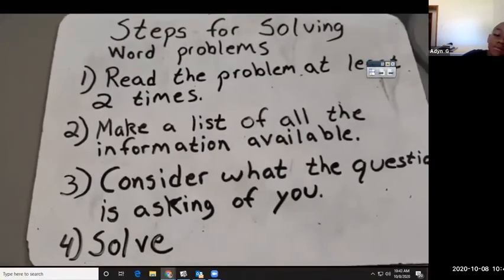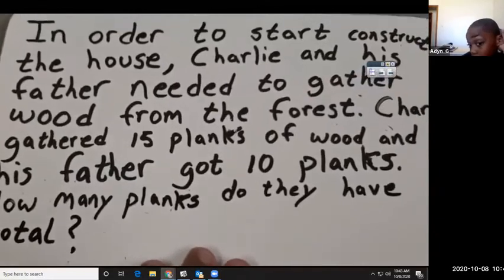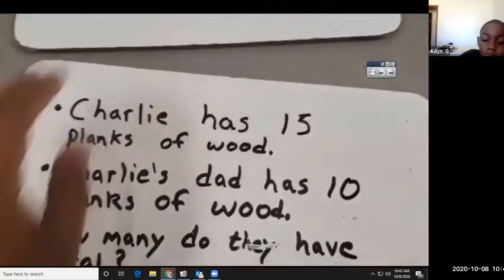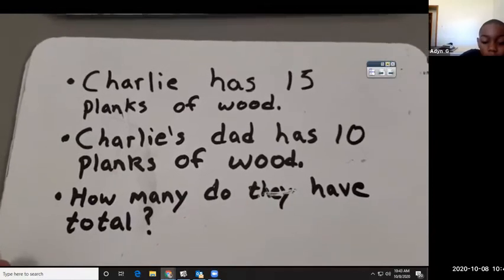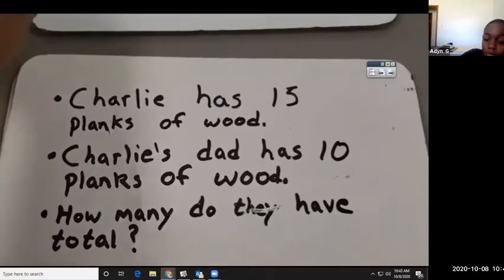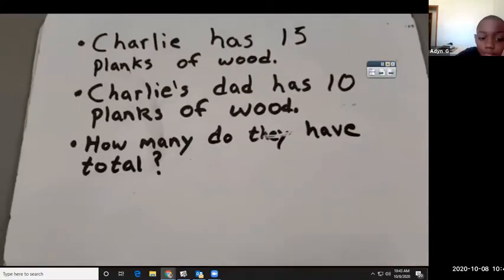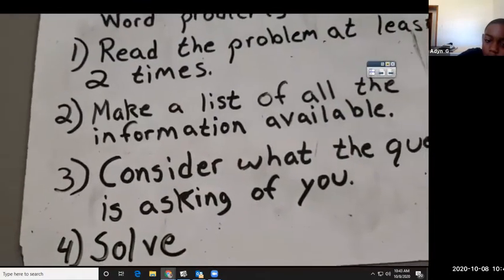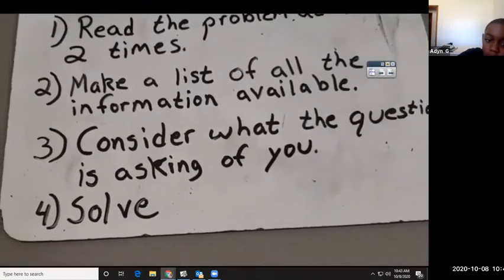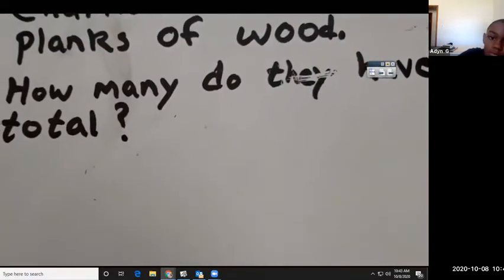All right. My next step is to make a list of all the information that's available. Here's what I gathered. Charlie has 15 planks of wood. Charlie's dad has 10 planks of wood. And the question is asking me, how many do they have total? So that's step 2. Step 3 is consider what the question is asking of you. Well, this is the question. How many do they have total?